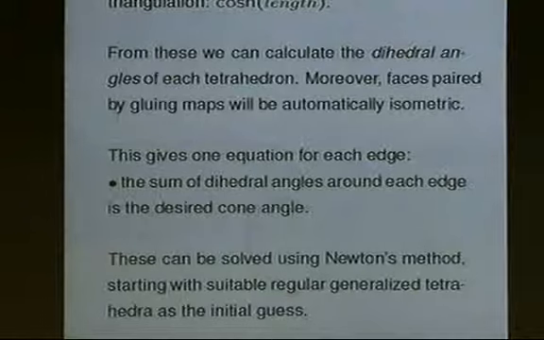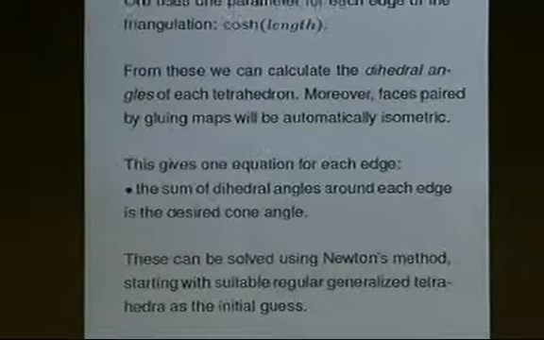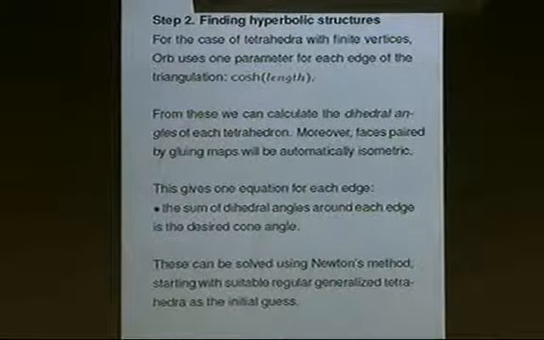And again, Orb works numerically using some version of Newton's method to solve these equations. As a starting point, it turns out to be good to use some kind of regular generalized tetrahedra as the initial guess. So you start with that and then you try and deform it by using Newton's method. And usually this works very well, so you end up with a numerical solution to these equations.